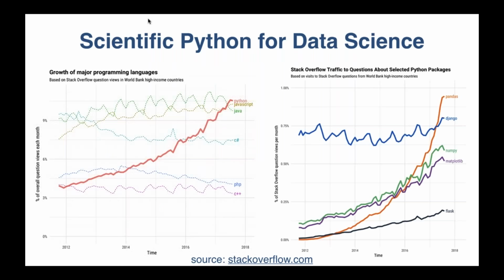Now I have a few graphs on the screen from analysis on Stack Overflow. The one on the left shows that Python is the fastest growing programming language in use today, at least measured by questions asked on Stack Overflow. Another interpretation is maybe it just has the worst documentation. But it's pretty clear Python is growing very rapidly.